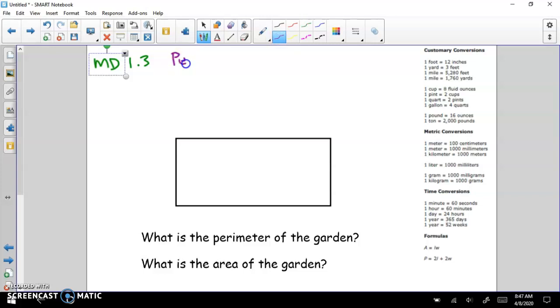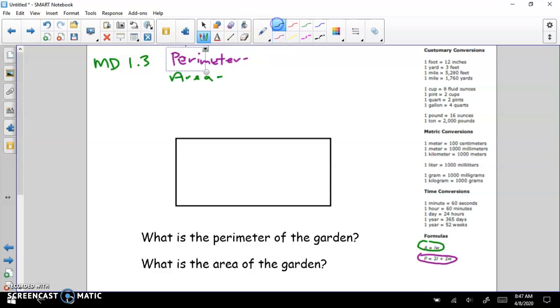So I'm going to write perimeter here. Area underneath. And we are going to figure out what both of them are and how to find them. You might have some background knowledge about that from 3rd grade, but it's going to get a little bit more advanced here in 4th grade. All I'm doing is circling our formulas that we can use down here, area being in green, perimeter being in purple. We're going to start with perimeter.